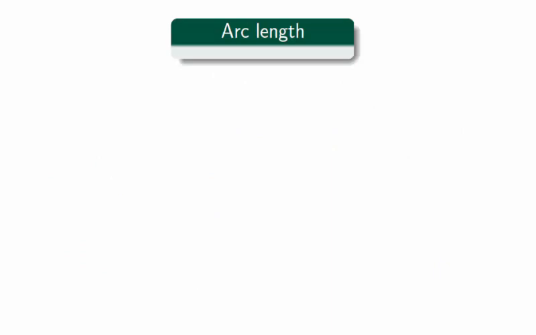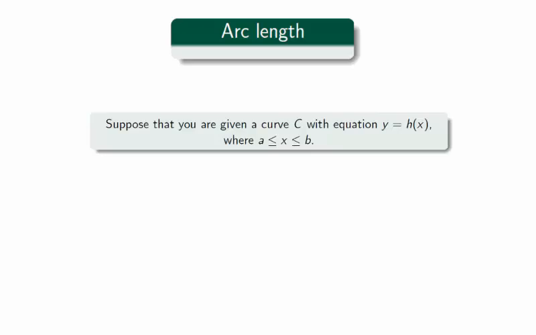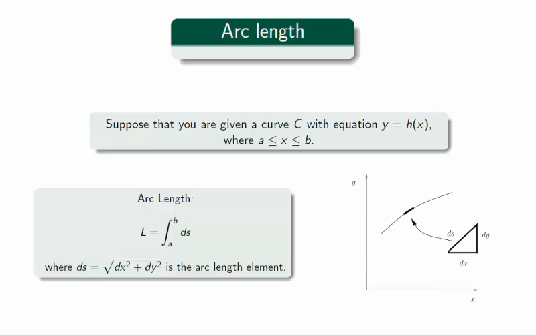We recall the relevant formulas. Suppose that you are given a curve C with equation y equal to h of x, where a is less than or equal to x, which is less than or equal to b. Then the arc length of the curve is computed as the integral L equals the integral from a to b of ds, where ds equal to the square root of dx squared plus dy squared is the arc length element.